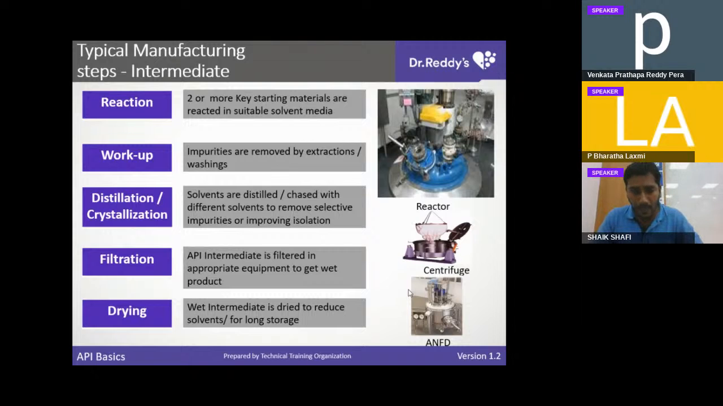Then coming to workup, after the reaction there will be some side products and impurities forming. To remove those, we do activities like washings and extractions. The purpose of this workup is to remove impurities. Then coming to distillation and crystallization: distillation is separation of compounds, and crystallization is forming of compounds. Then filtration, as I told, separates mother liquor and product. Then drying, to remove residual solvent from the material. So these are the steps involved in the intermediate stage.